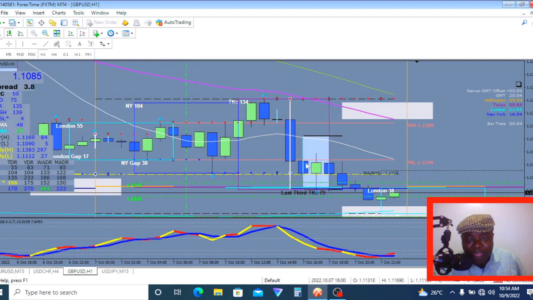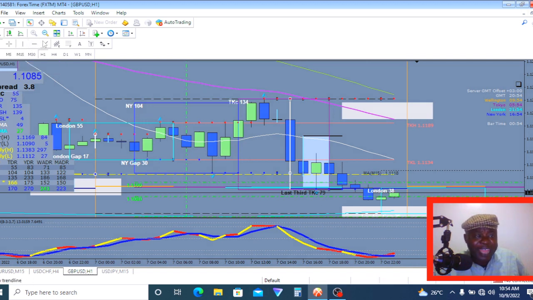Now let's see what happened around this place. You will agree with me that around this place, immediately it breaks down, the candle continues to move, I mean, the prices continue to move down. They continue to move down until they reach this place, and we have the close of the market. Now let's go back to 15 minutes.